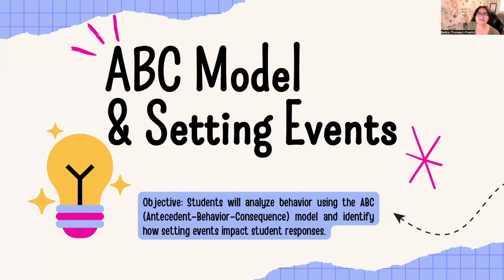All right, so our next topic is looking into the ABC model and setting events. Once a behavior is clearly defined, the next logical step is to examine why it happens. We're going to do this using the ABC model, and this model will help us understand behavior patterns and triggers. We're also going to examine setting events, which provide important context about the bigger picture influencing behaviors.